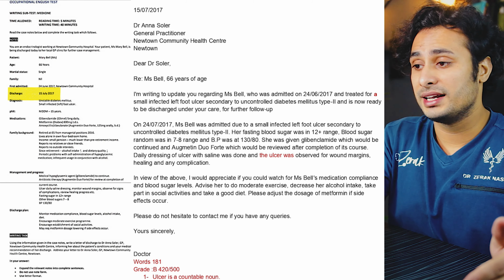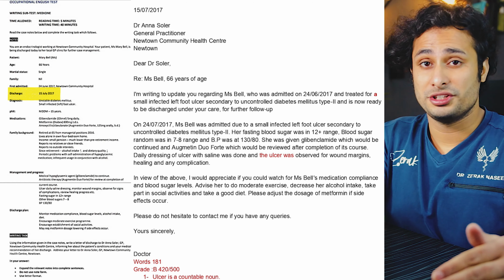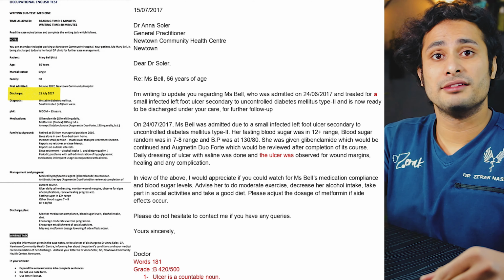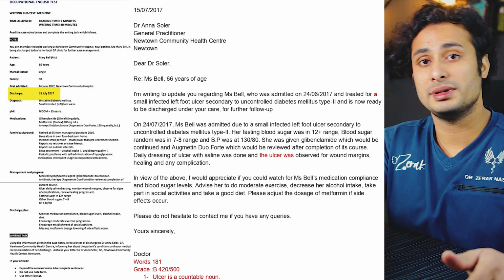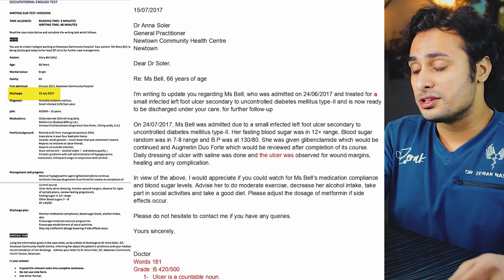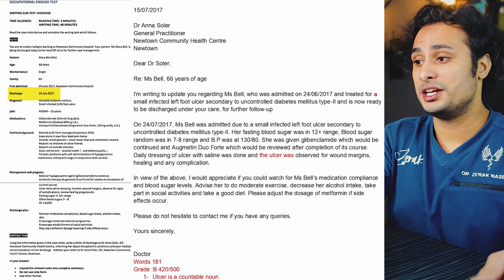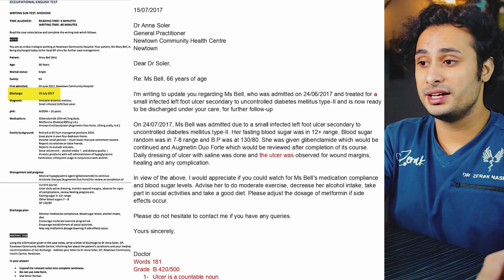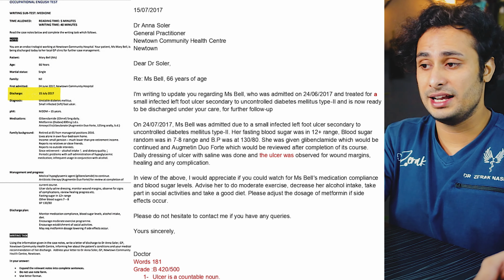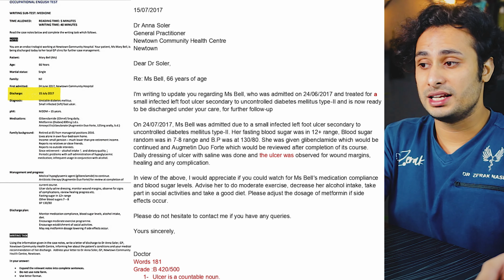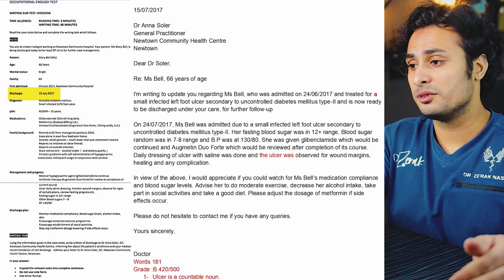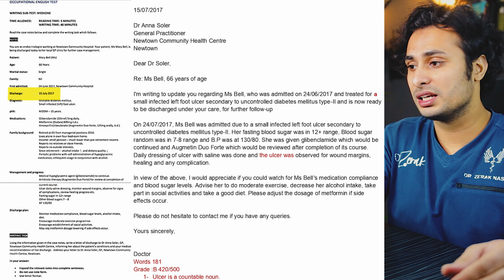After that we write the line about the examination of the patient. We have that framework in mind that we need to write the presenting complaint followed by the examination and all the different things. To write the fasting blood sugar level and blood pressure, I already gave you the format. By following that format, we completed this sentence: her fasting blood sugar was in the 12 plus range, blood sugar random was in the 7 to 8 range, and blood pressure was 130/80.